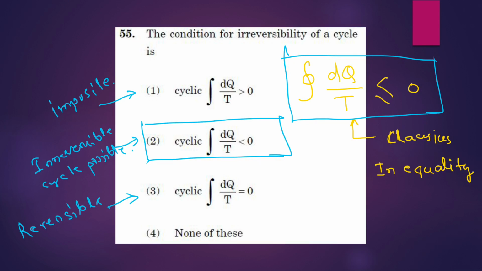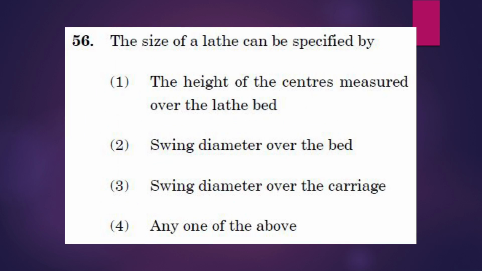So 2 is your answer. The size of a lathe can be specified by the height of centers measured over the lathe bed, correct. Swing diameter over the bed, correct. Swing diameter over the carriage, correct. Any one of the above. So 4 is your answer.